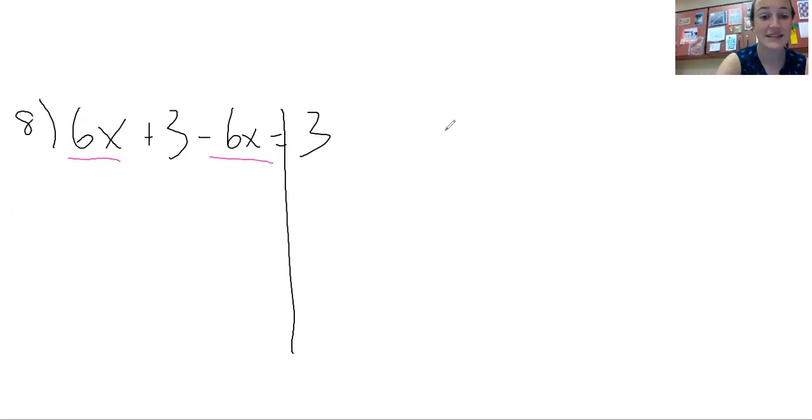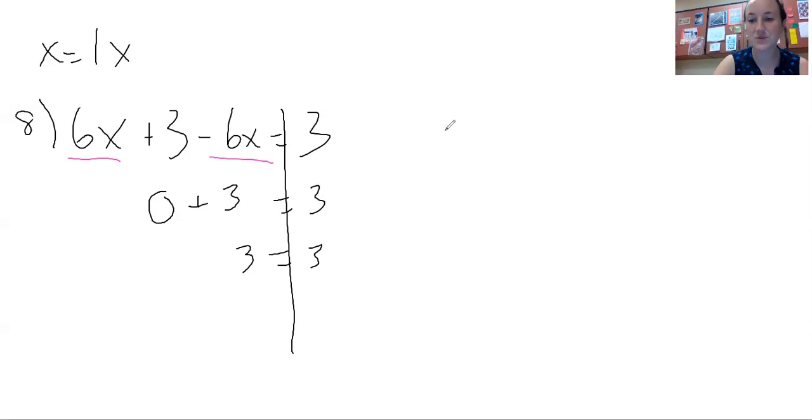0, not x, 0. Okay, my x is gone because remember, if we have an x, that means 1x, and we didn't get 1. We got 0. So I've got 0 plus 3 is equal to 3.